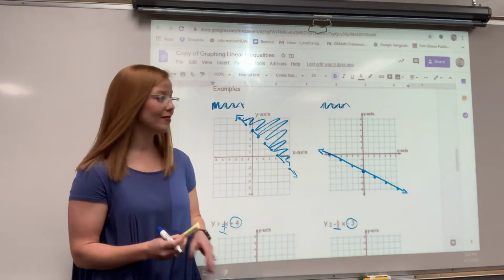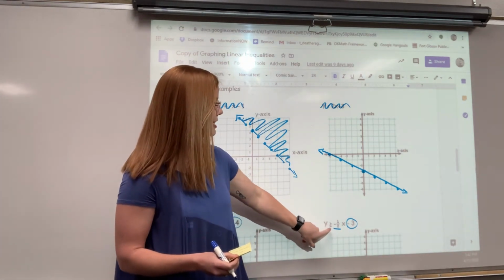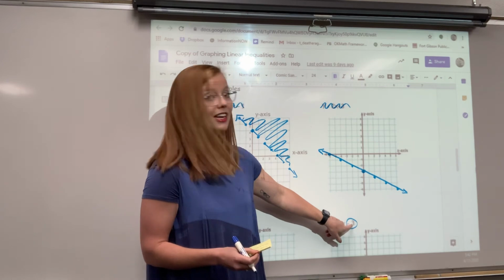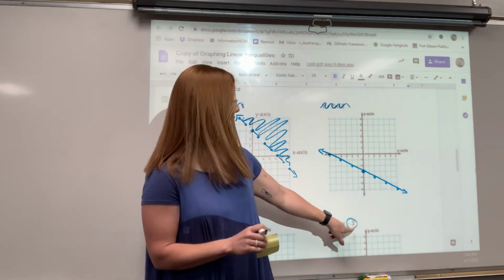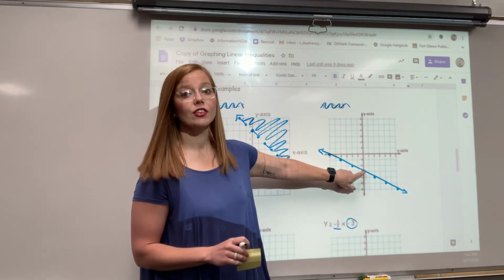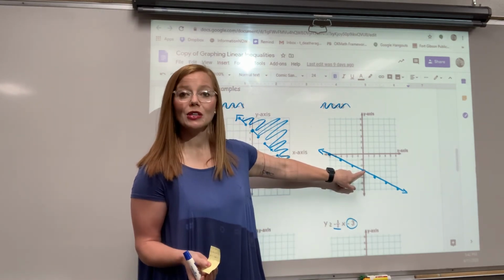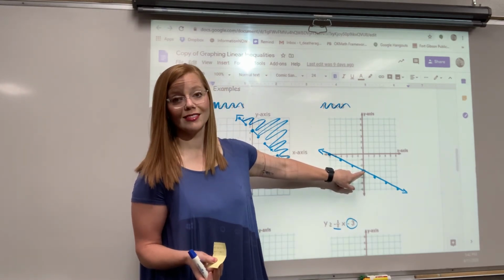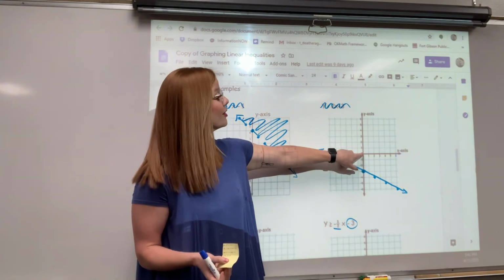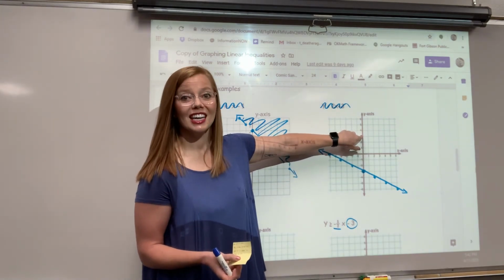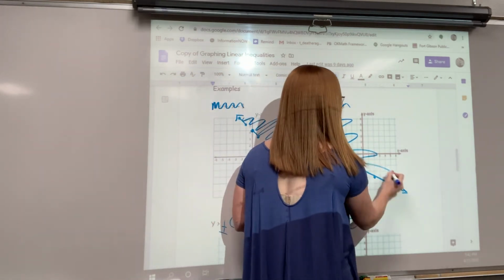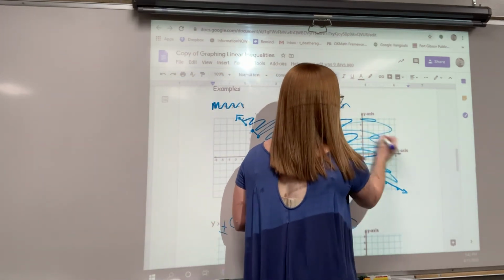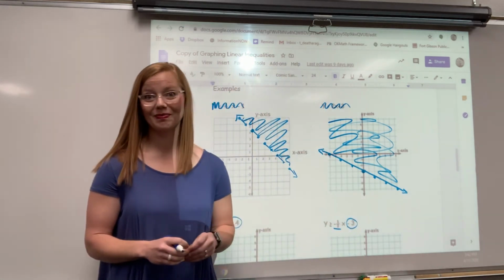Now for the shading. If I want the y's greater than -3, just on my y-axis, here's -3. What are some y values greater than -3? Like 0, +3, some things like that. Notice how all those are up here. So that means everything up here is going to be shaded.